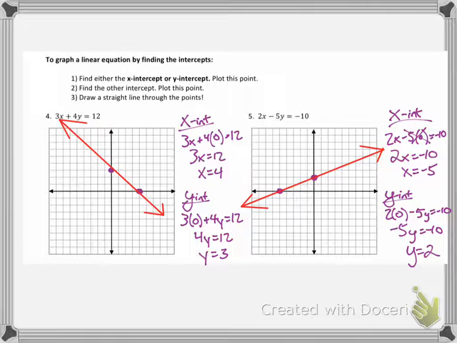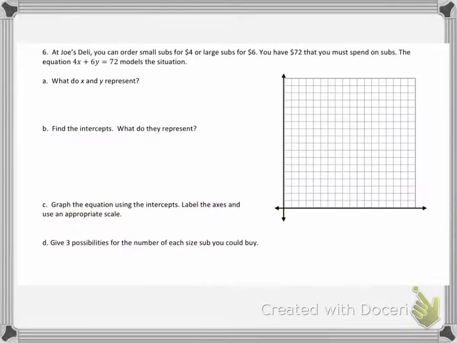So that's how you graph by finding intercepts. So it's using the same algebra that I emphasized on the previous slide. All we're doing here now is just actually plotting the points on the coordinate plane. The last thing that we're going to take a look at here is just combining those two elements and applying them to some word problems.